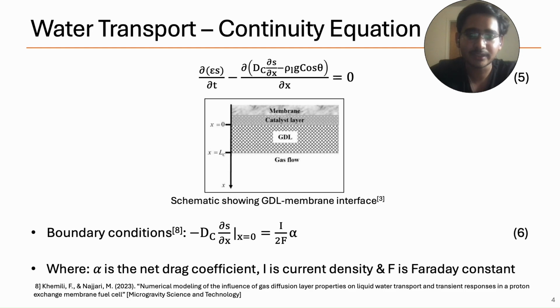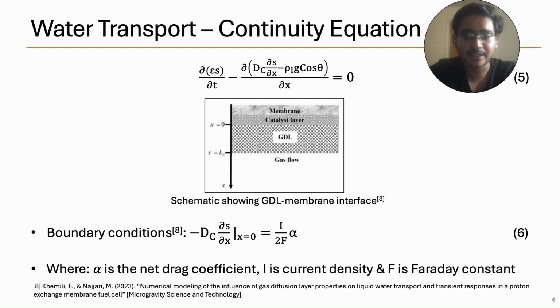In electroosmotic drag, the water molecules are moved along with the protons between the anode and the cathode, and this occurs due to the influence of the electric field, while back diffusion occurs in the opposite direction as there is a concentration gradient created by water generation at the cathode.